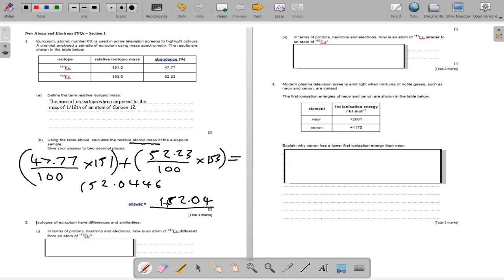Now, question number 2. In terms of protons, neutrons, and electrons, how is an atom of 151 europium different from an atom of 153 europium? And how is an atom of 151 europium similar to an atom of 153 europium? 2 minutes, go.